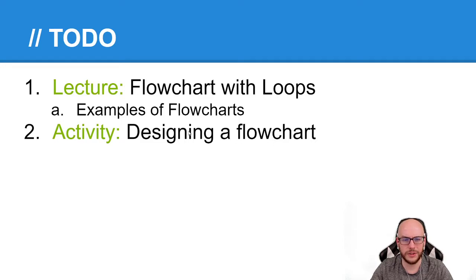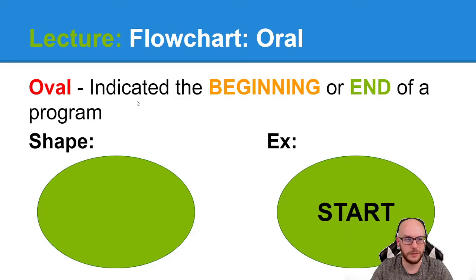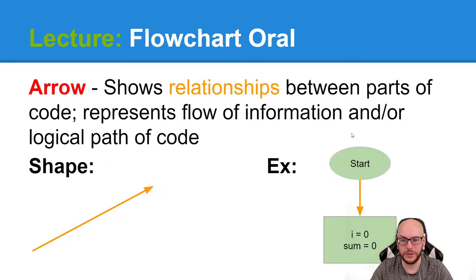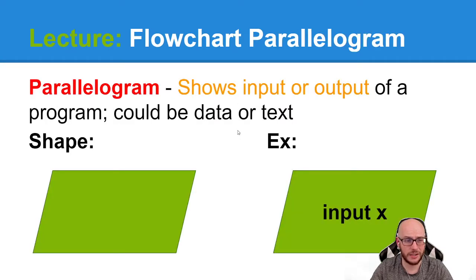This designing a flowchart, we're not going to quite do that. That was a hands-on thing, and we're not very hands-on at the moment. So there's an oval that indicates the beginning or end of your program or your loop, and it's just a simple start or end. There's the arrow, which shows the direction of flow, what you should move to next based on your current position. And that could change based on some type of decision point.